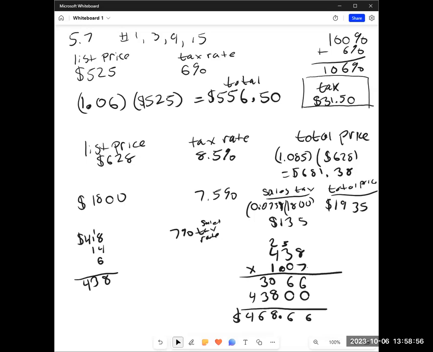Now, if I already calculated the total cost of the items by themselves, if I want to find the difference here, it'll give me the cost of just the tax. So 66 cents. It looks like the tax was $30.66.